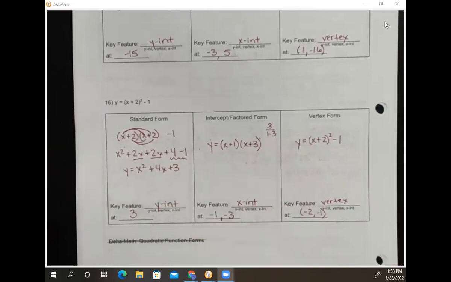Okay, so we've just done several problems identifying our function form and its key features, and then rewriting in those alternate function forms. Okay, we've swapped back and forth between every version that we've learned here: standard form, factored form, and vertex form.